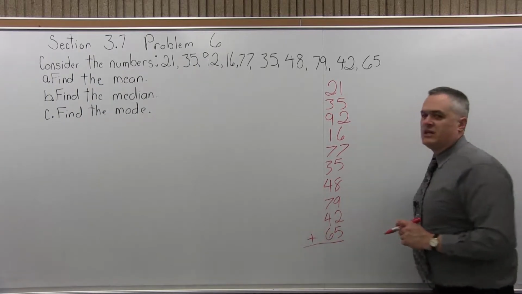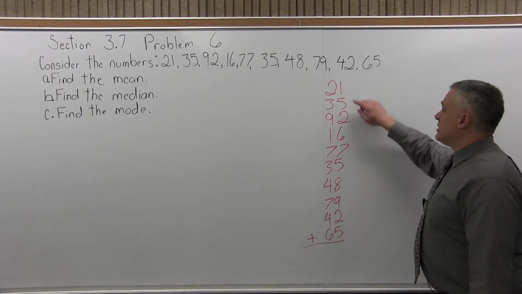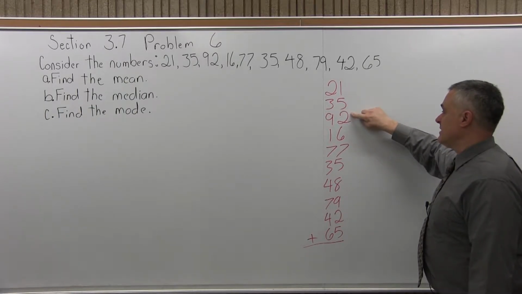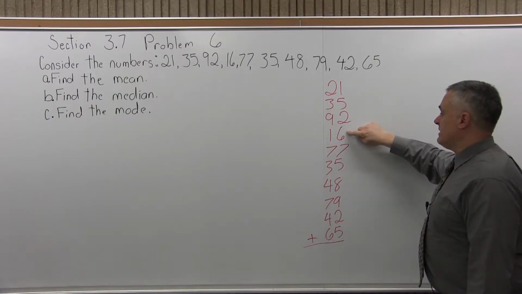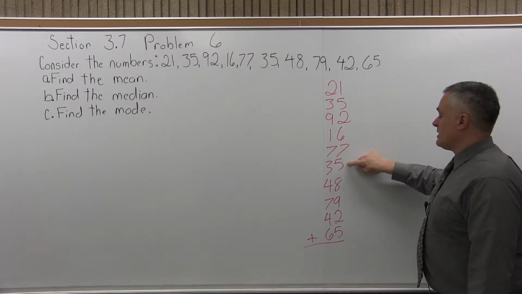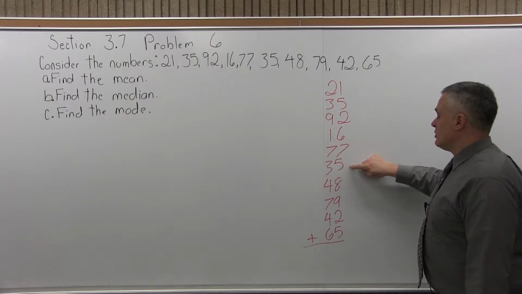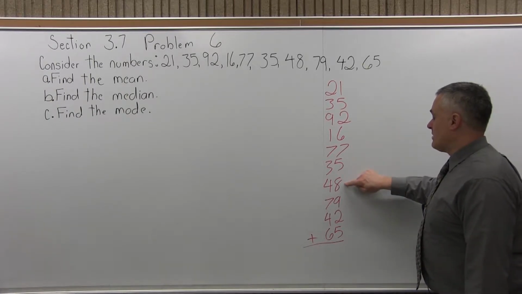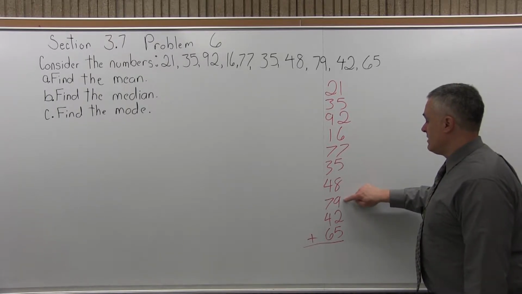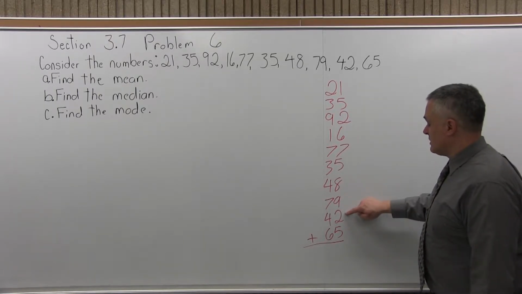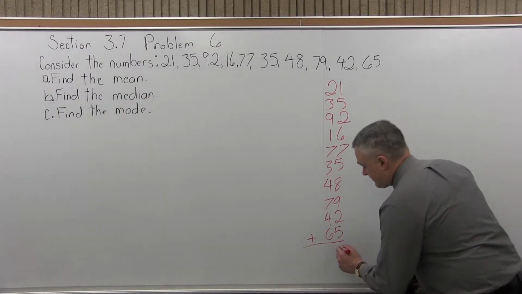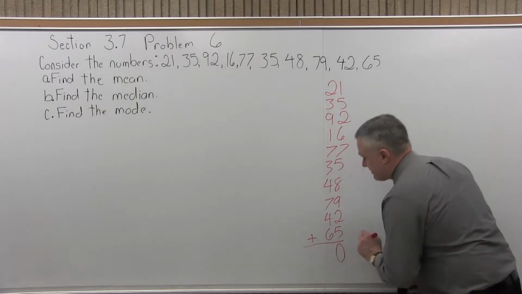And we'll add them together. So 1 plus 5 is 6. 6 plus 2 is 8. 8 plus 6 is 14. 14 plus 7 is 21. 21 plus 5 is 26. 26 plus 8 is 34. 34 plus 9 is 43. 43 plus 2 is 45. 45 plus 5 is 50. So for 50, we'll write the 0 from the 50 under that column.